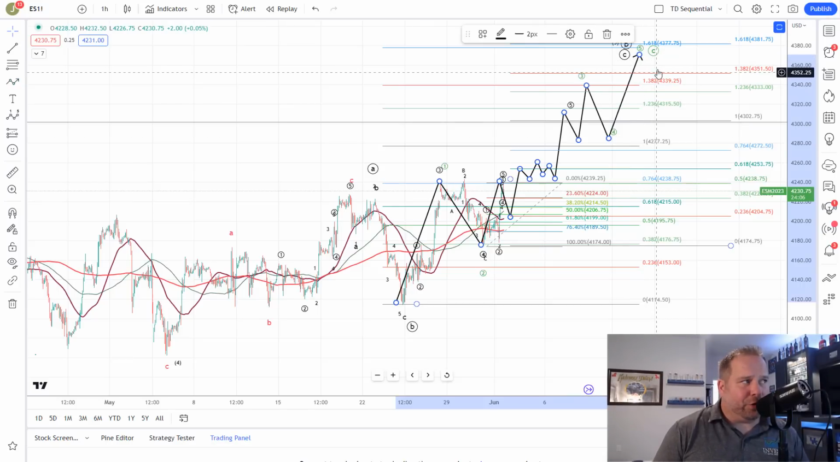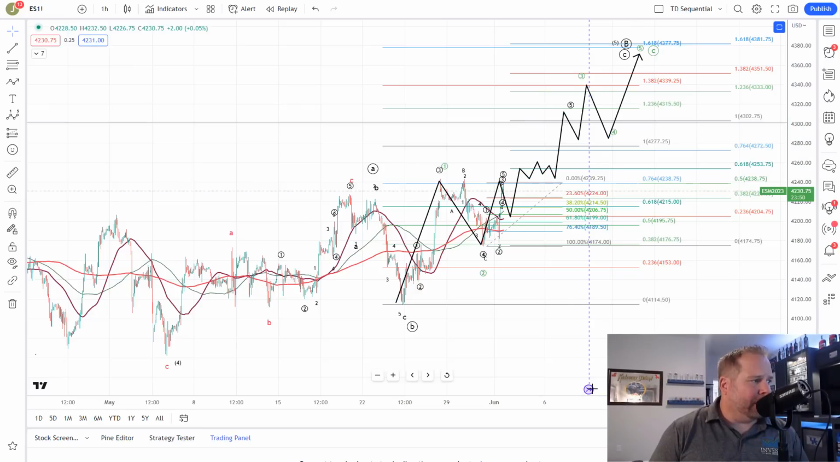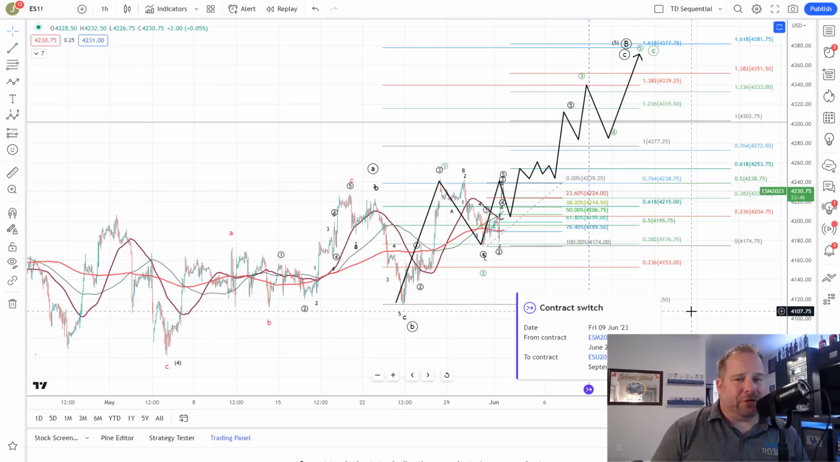Now, this is the futures, so the S&P, I think, is about 10 points or so off. And so you'll see that as a difference where the S&P probably hits around the 4350 area. I think we have a futures roll coming up. What day is that on? That is on the 9th. So next Friday, we have a futures contract roll.